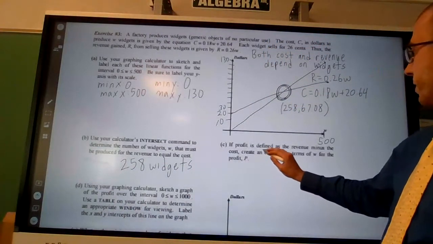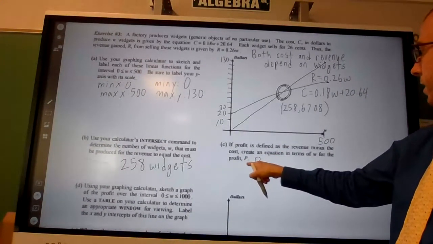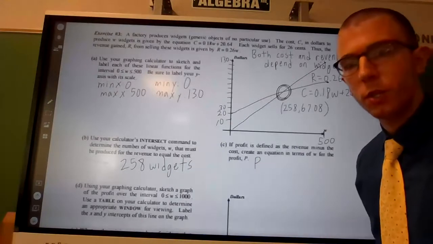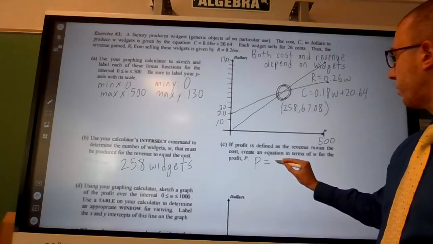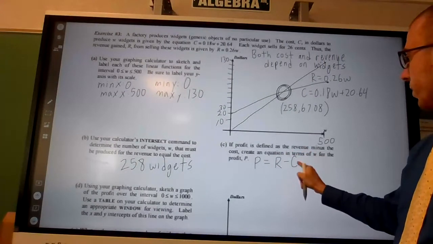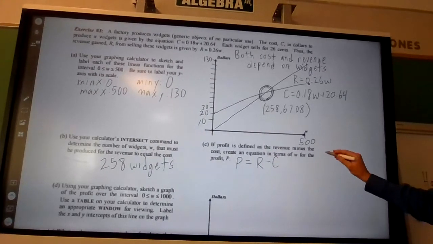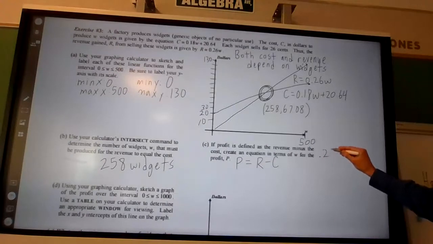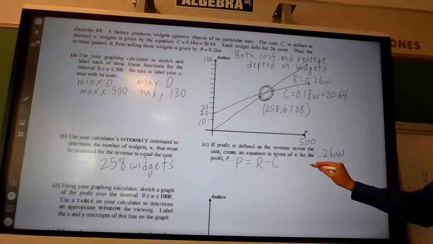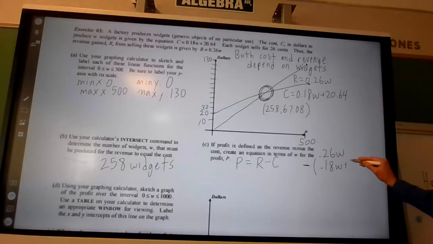Okay, so profit defined as revenue minus cost, and they're telling us profit is P. We need to create an equation in terms of W. So my profit is equal to R minus C, revenue minus cost. So to set this up, I'm going to take my revenue function, which is 0.26W, and I'm going to subtract, I'm going to put this in parentheses, my cost function, which is 0.18W plus 20.64.